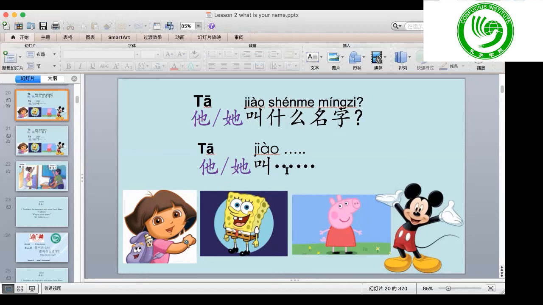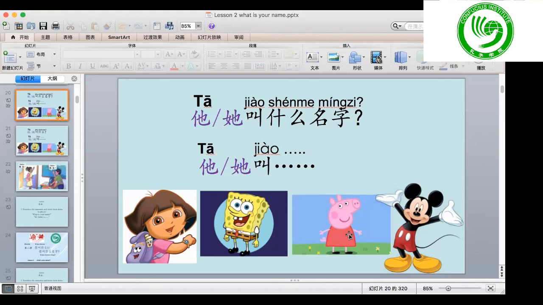Okay, now I'm gonna ask you first. You answer my questions. I'm gonna point out the pictures randomly. Be careful, okay? 他叫什么名字? 很好。This one, 他叫什么名字? Okay, first one, second character, 他叫什么名字? Okay, now you ask me, please. 他叫 SpongeBob. 他叫 Dora. 他叫 Peppa. Okay, 1 minute. You ask and answer by yourself.